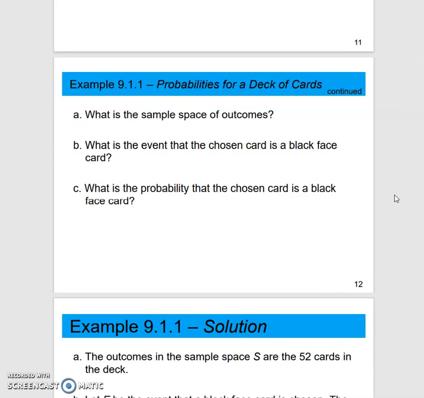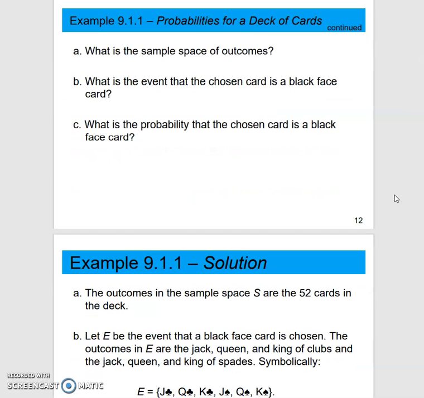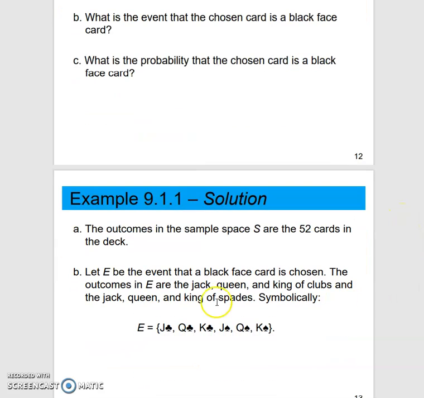So first of all, what is the total sample space? Well, that is going to be 52. We've got 52 cards total, and so that's our sample space. So what is the event that the chosen card is a black face card? So remember, our face cards are jack, king, and queen, and 2 of our suits were black. So in other words, there are 6 possibilities total, and we've kind of got a little shorthand notation so you can see those there.